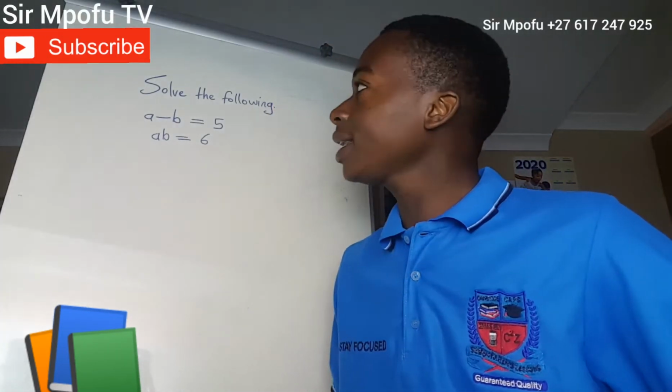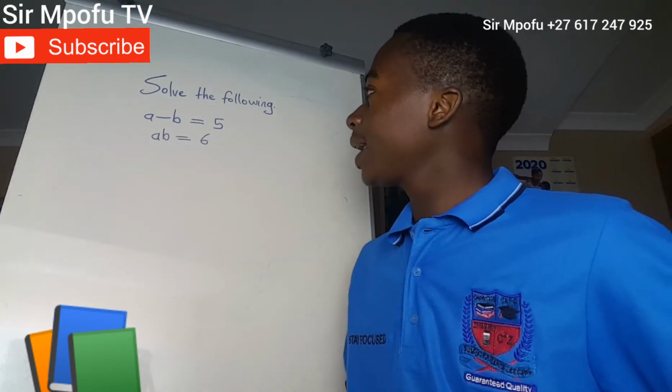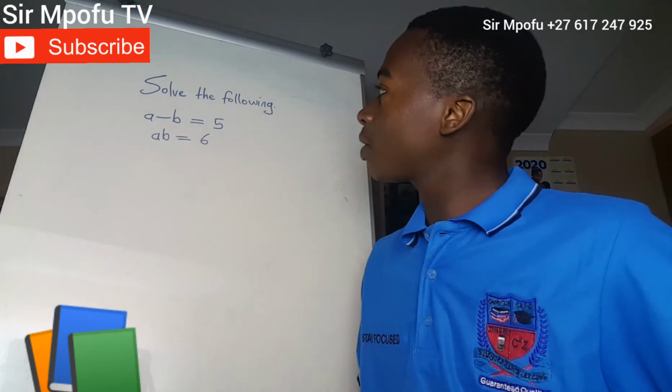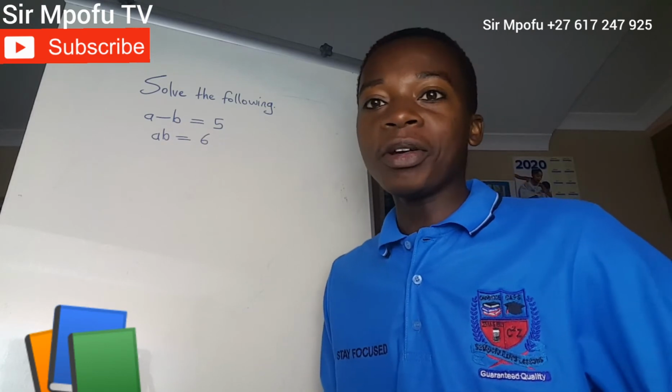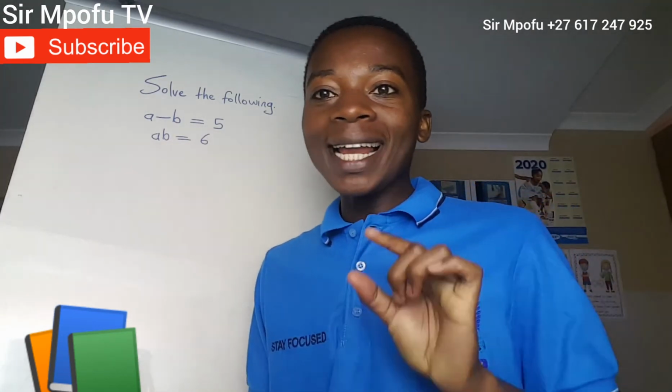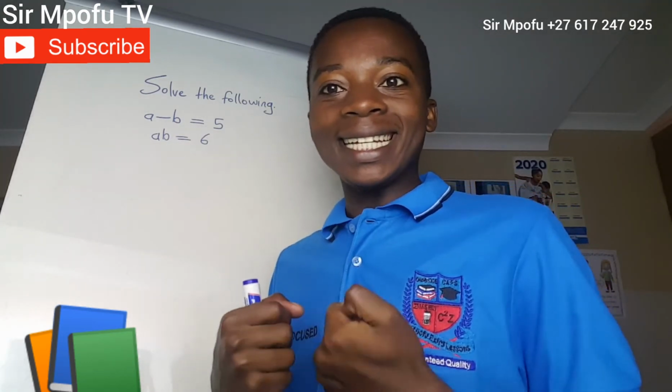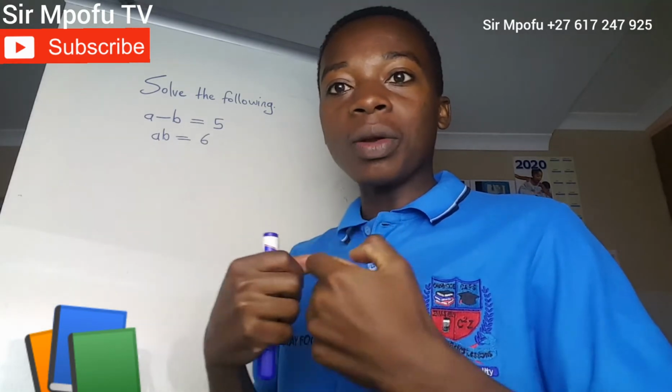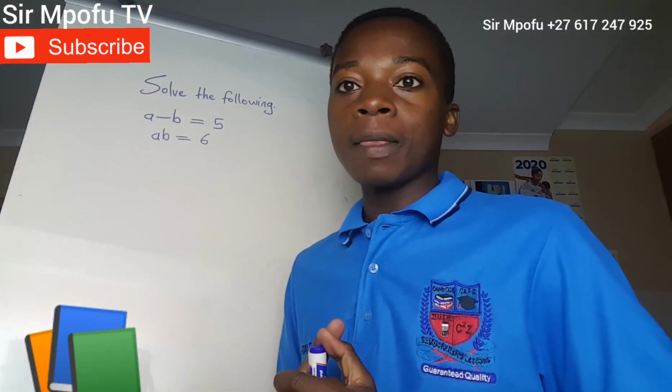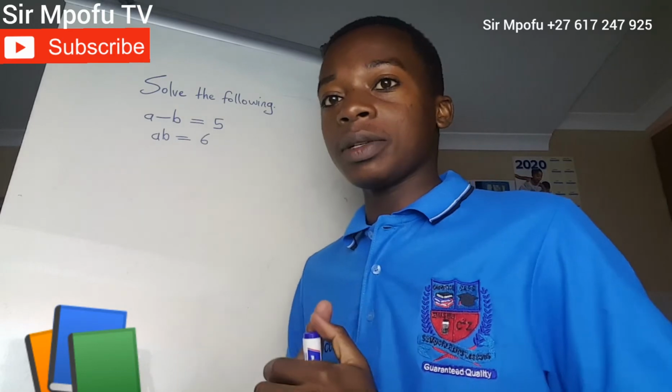Today our question is: solve the following. A minus B equals 5, AB equals 6. What I like about this question is they didn't indicate what kind of equation it is. This is a simultaneous equation.